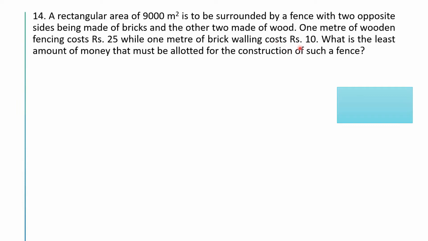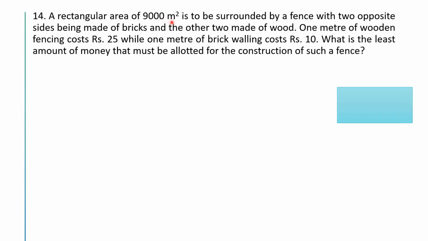They have given the cost of wooden fencing as rupees 25 for 1 meter and the cost of the brick fencing is rupees 10 for 1 meter. So we have to find the least amount of money that must be allotted for the construction of such a fence. So here we have to minimize the perimeter of this rectangle, given the area as 9000 meters square.